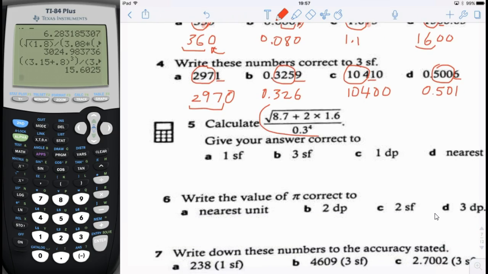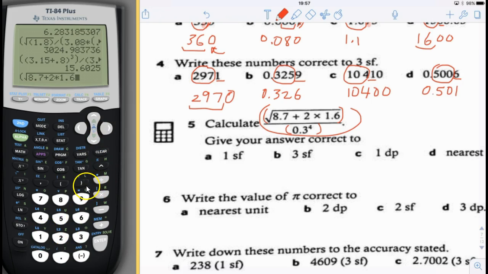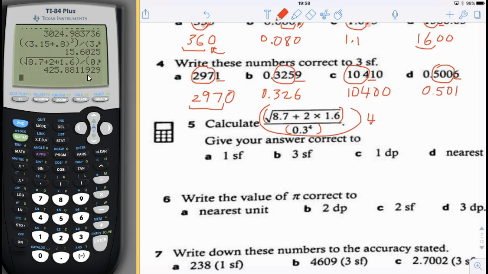Okay, it says calculate this expression here. We're going to put it in the calculator. Again, putting the numerator and the denominator in parentheses helps make sure that we're not going to have any PEMDAS problems. So we're going to have square root 8.7 plus 2 times 1.6, and that's in parentheses. And then we divide, and then in parentheses we put 0.3 to the fourth. Okay, so the answer is 425,881,929.